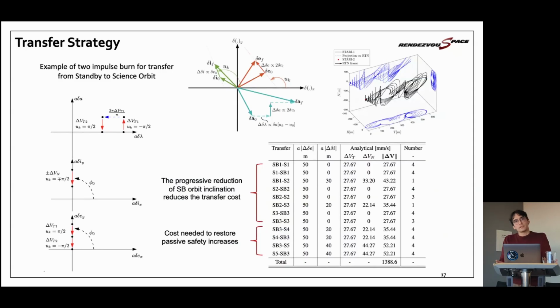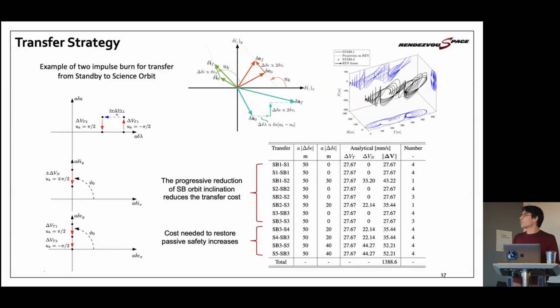One of the other advantages of using relative orbital elements is that we can find closed-form solutions for computing the necessary delta V's to go from one certain set of ROEs to a different set of ROEs. And this is exactly the way we are budgeting the delta V necessary for the transfer.